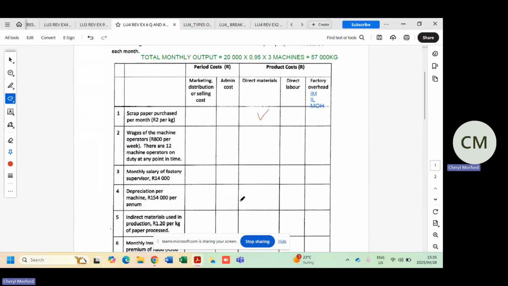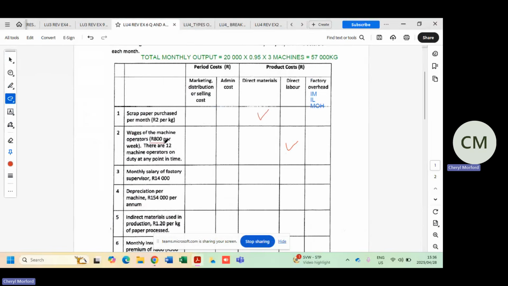Right, next one. The wages of the people operating the machines. First of all, where are we going to put it? These are people involved in the production of the gift bag. Therefore, that will be direct labor, because the production takes place in the factory and they are operating the machines that make the product. So that's where we will put it, and how much? There's 800 rand per week. The first thing we would do is change that into per month by multiplying by 4.